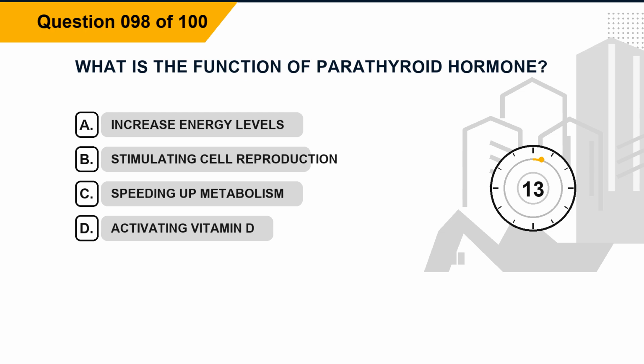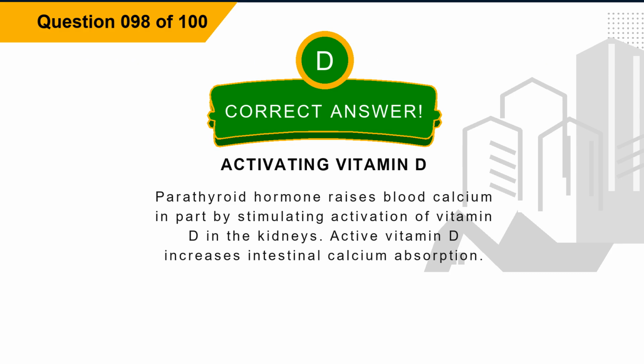Question 98. What is the function of parathyroid hormone? Option A, increase energy levels. Option B, stimulating cell reproduction. Option C, speeding up metabolism. Option D, activating vitamin D. The correct answer is option D, activating vitamin D. Explanation. Parathyroid hormone raises blood calcium in part by stimulating activation of vitamin D in the kidneys. Active vitamin D increases intestinal calcium absorption.